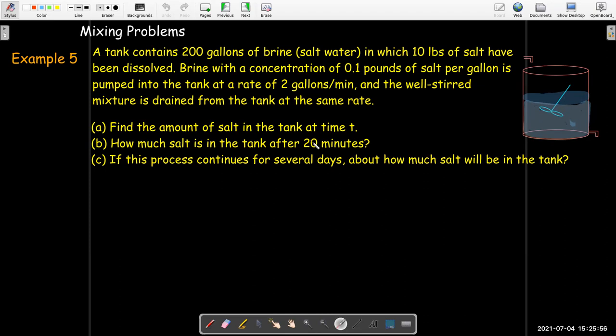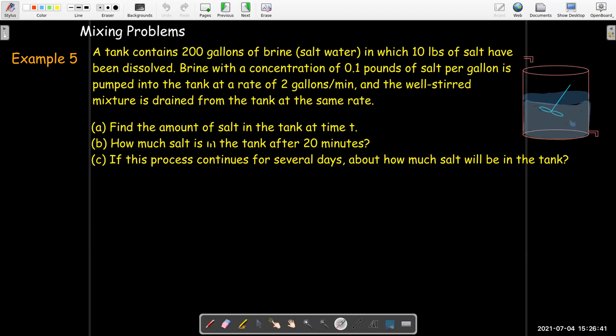Now we're going to turn on the top valve, and we're going to start adding salt water with a concentration of 0.1 pounds of salt per gallon of brine pumped into the tank. And it's being pumped in at a rate of 2 gallons per minute. At the same time, we're going to stir that up. So we're going to assume that it gets mixed essentially instantaneously. And by the time it reaches the bottom, where we're going to drain it at the same rate of 2 gallons per minute, it is thoroughly mixed.